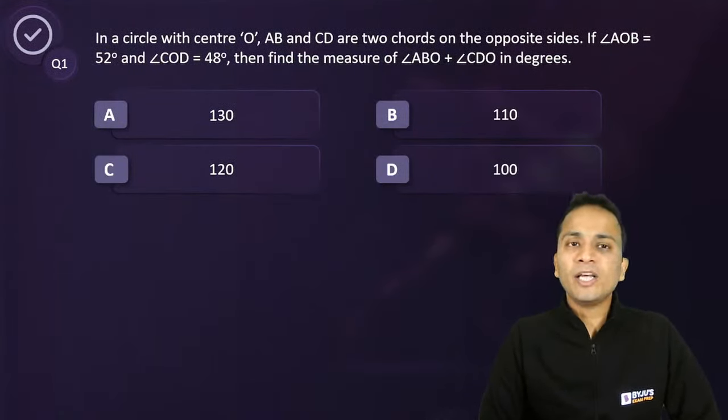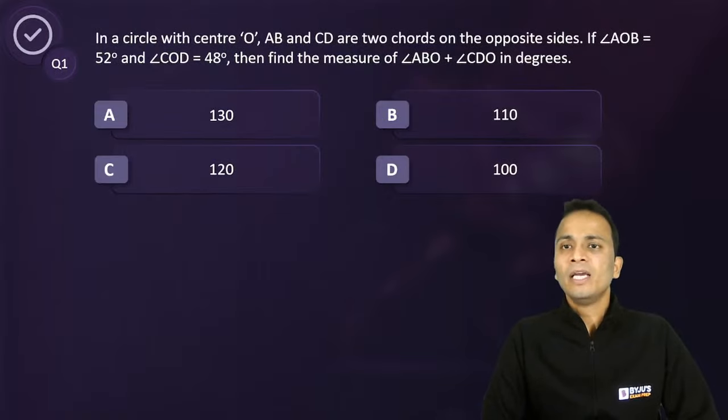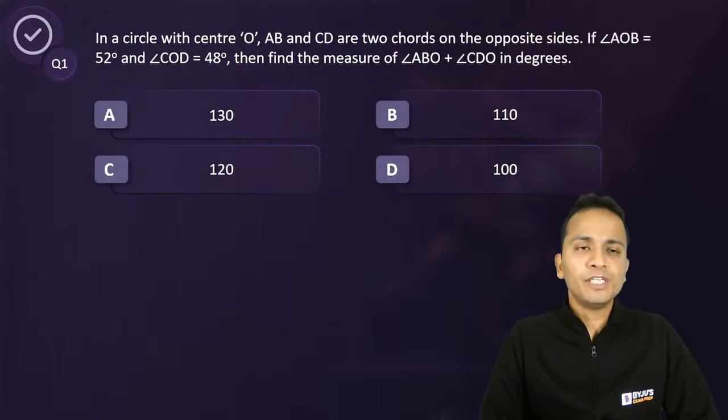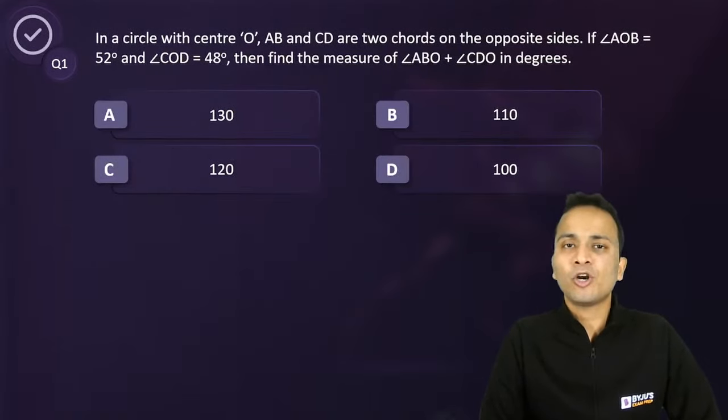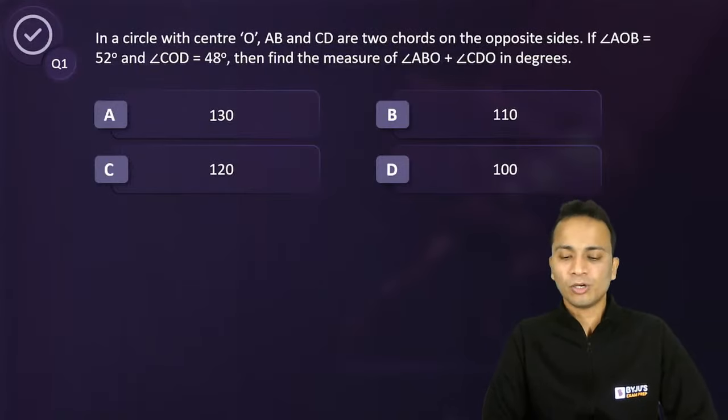In a circle with center O, AB and CD are two chords on the opposite sides. If angle AOB is 52 degrees and angle COD is 48 degrees, then find the measure of angle ABO plus angle CDO in terms of degrees.